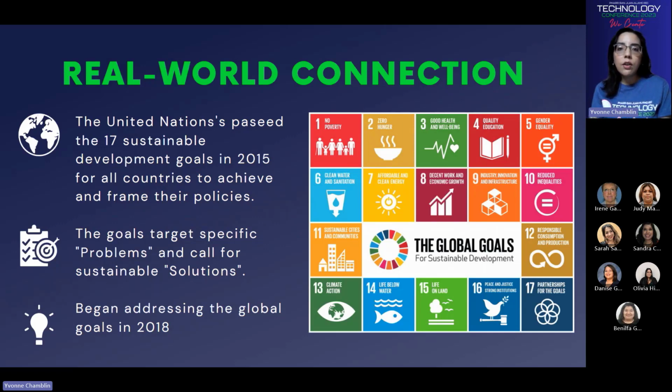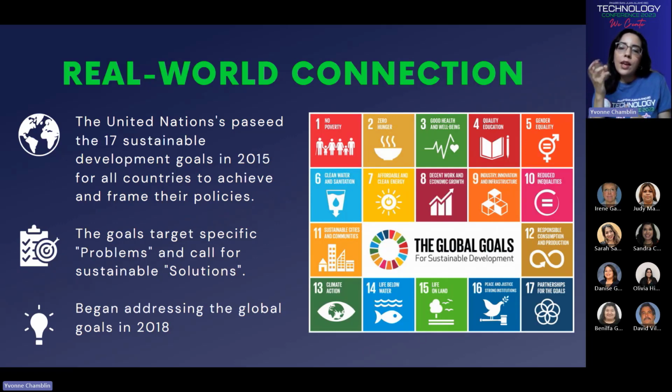You go to zero hunger. Okay, well, where is the need? And it's very specific. So if you find yourself thinking, well, I really want to target in, I want to know that what I'm doing is aligned to the global goals, you're going to want to study each one.